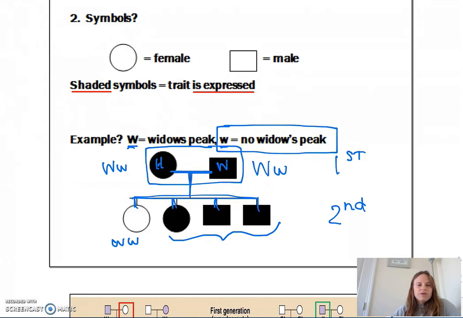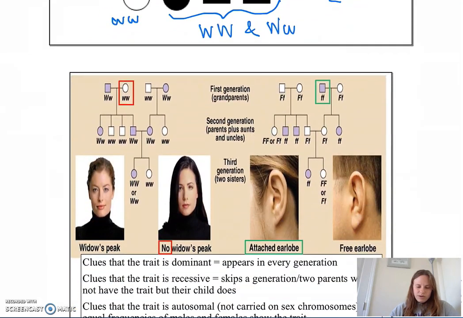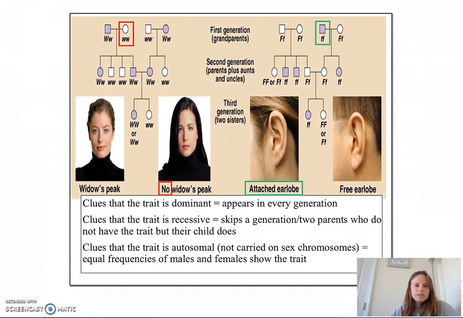Now back to figuring out the genotypes for these second generation children. Would we be able to figure out what genotypes these kids have? We wouldn't, because they could either be heterozygous dominant or they could be homozygous dominant. We don't know. So in order to evaluate a pedigree chart, there are different clues that we can look for. We want to know if our trait is dominant or recessive, and then we want to know whether our trait is autosomal or if it's sex-linked.